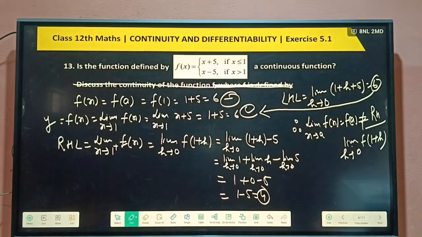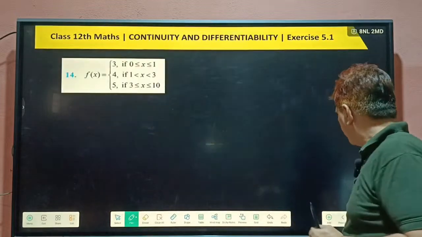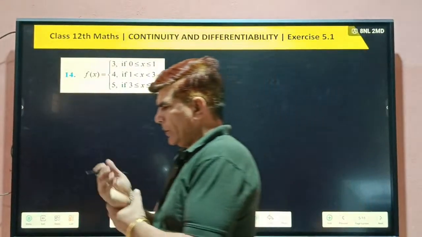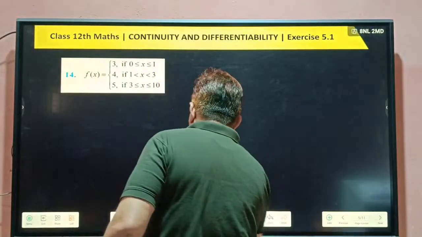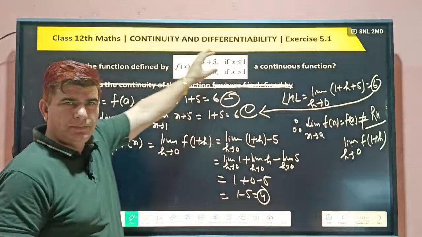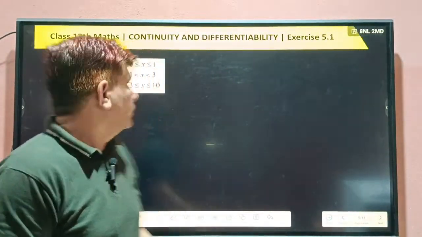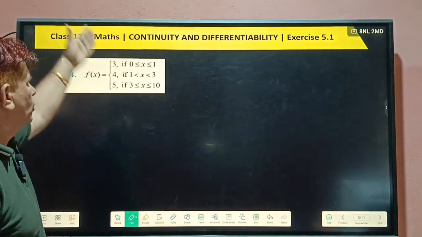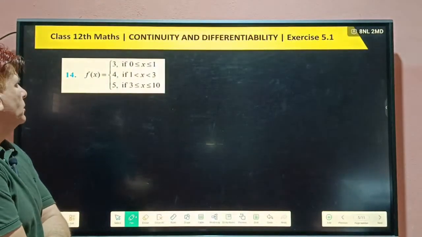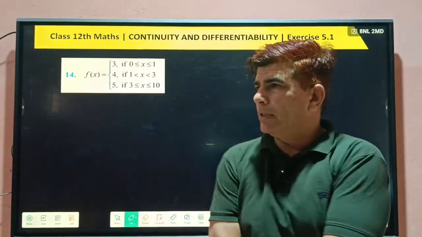Understood? Next. Until now, what was it? This type of situation. Now the situation has changed. The function is divided into 3 parts. 3 parts. So what can we say?